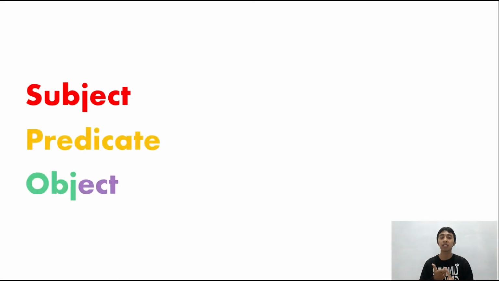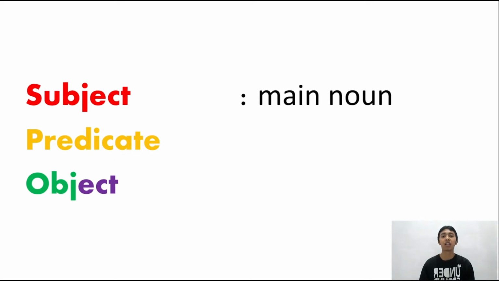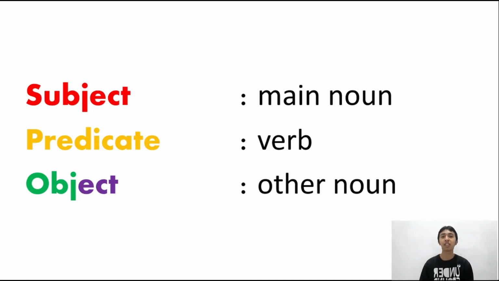Three concepts you need to know in sentence structure are subjects, predicates, and objects. Subjects are the main noun doing the action. The predicate includes the verb, and objects are the other nouns in the sentence that fall in the predicate and not the subject. Now let's have a look at the example.